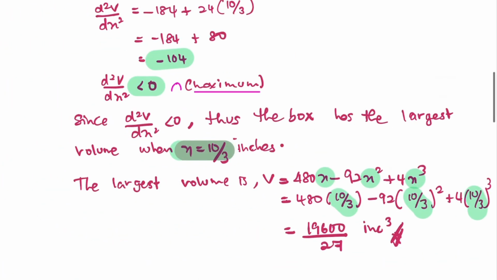So now let's conclude. Since the second derivative is less than 0, thus the box has the largest volume when your x is equal to 10 over 3 inch. Okay, so we have proved this. So let's find another objective, which is the largest volume, V. So just copy and paste the formula for V, and then whenever you see x, let's substitute with the value 10 over 3. So just use a calculator. Your answer should be 19600 over 27, and your unit is inch cube because this is volume. Therefore, this is your final answer.